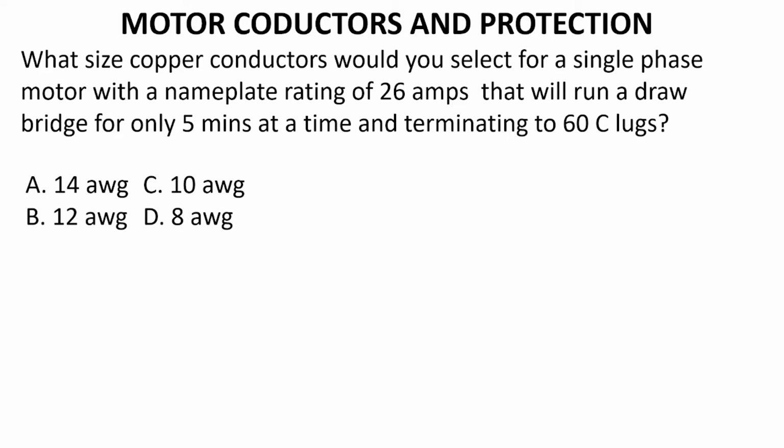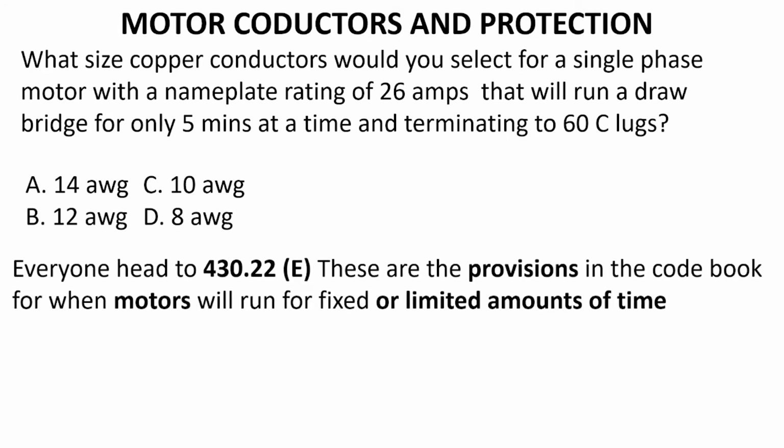Okay, what size copper conductors would you select for a single-phase motor with a nameplate rating of 26 amps that will run a drawbridge for only 5 minutes at a time, terminating to 60°C lugs? So everyone head to 430.22(E). These are the provisions in the codebook for when motors will only run for fixed or limited amounts of time. Let's go ahead and read it together.